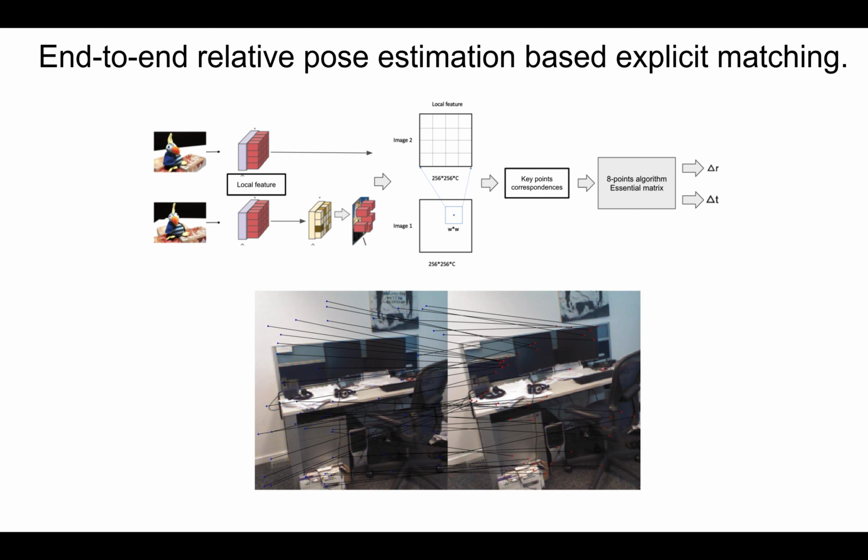Then we tried using the explicit matching result from the features. We regress the matching result from the query image to the reference images, and input it to the eight-point algorithm as end-to-end learning. However, the matching result is very bad, for example, below.